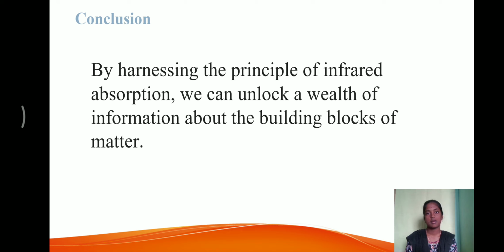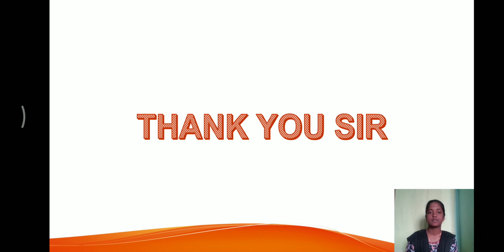I also told about the applications and principles of IR spectroscopy. IR means infrared spectroscopy.